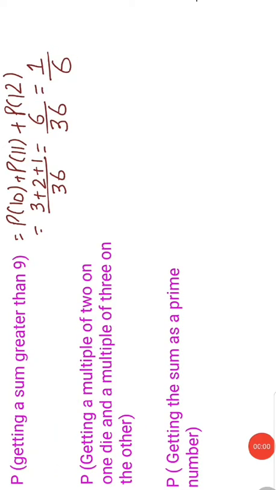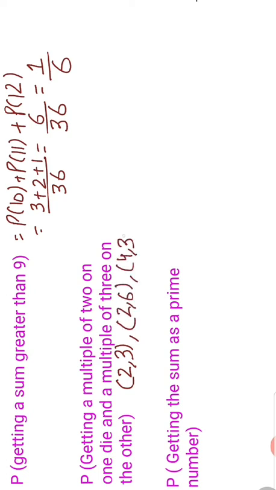Now you have been asked the probability of getting a multiple of 2 on one die and a multiple of 3 on the other. Here it is not specified whether the multiple of 2 will come on the first die or on the second die. So we'll have to consider both the cases. Now consider the outcomes where there is a multiple of 2 on the first die and a multiple of 3 on the second die. The following cases will be 2 comma 3, 2 comma 6, 4 comma 3, 4 comma 6, then 6 comma 3, 6 comma 6.